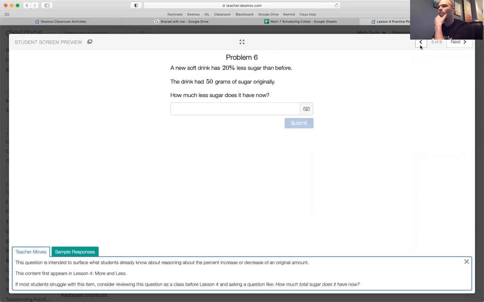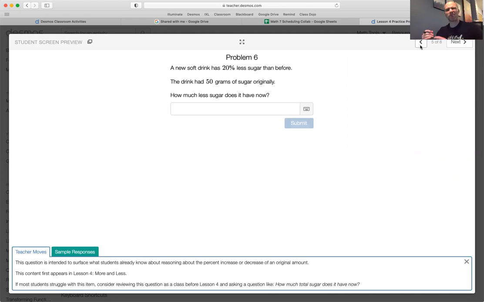Okay, it says a new soft drink has 20% less sugar than before. The drink has 50 grams of sugar originally. How much sugar does it have now? So there's two different ways you could approach this problem, right? You could figure out what 20% of 50 is and then subtract it out.